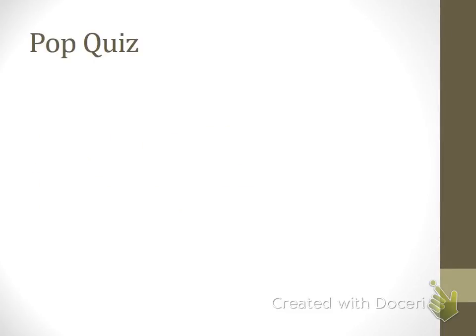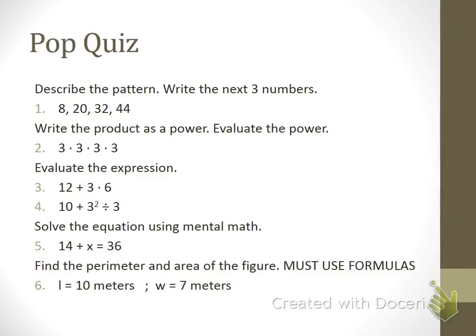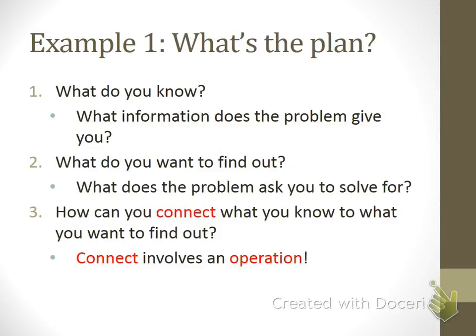All right, and here are your steps. So you need to have a plan. Basically, it's 3 parts. What do you know? What information does the problem give you? What do you want to find out? So what does the problem ask you to solve for? And how can you connect what you know to what you want to find out?